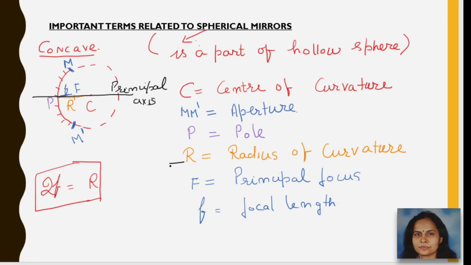Radius of curvature has a fixed length. It's the distance between the pole and the center of curvature. But the principal axis does not have any fixed length. It's an imaginary line, the line joining the pole and the center of curvature.